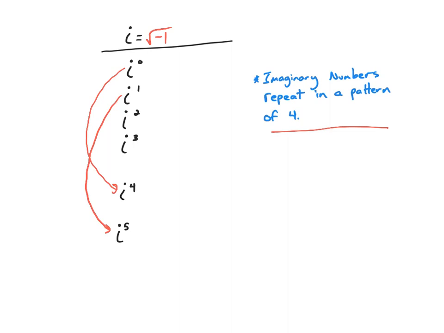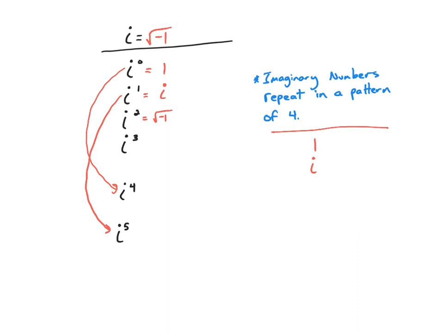So I have i to the 0 power. i to the 0 power is equal to 1 because anything to the 0 power is equal to 1. And then i to the first is itself, so it's just equal to i. So the first two numbers in my pattern are 1 and i. Then I go to i squared.